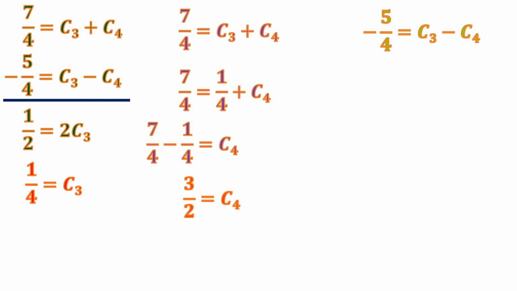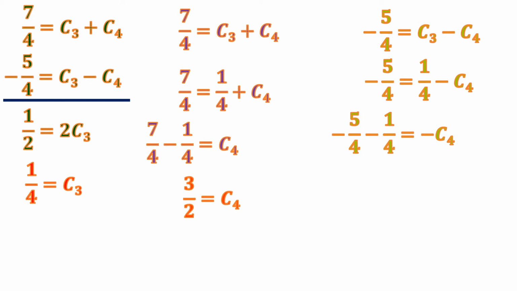So the C4 should be 3/2 in the other equation. So let's see if it's the same. Let's substitute C3 by 1/4. Then transpose 5/4 minus 1/4 is -3/2. And then divide both by -1. C4 is 3/2. So C4 is 3/2.